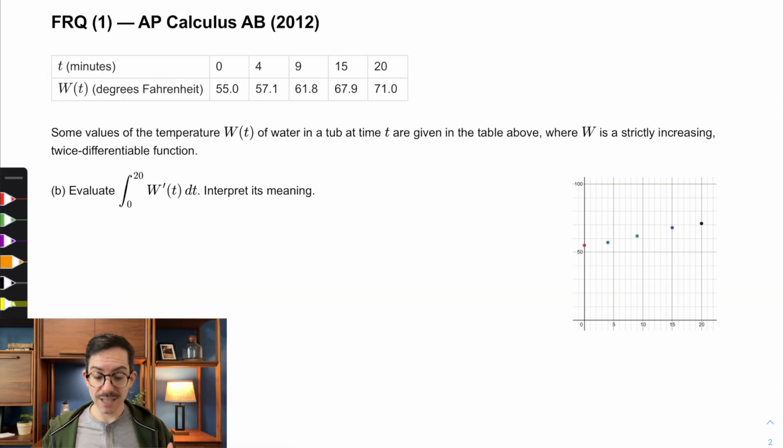In part B, we're asked to work with another quantity. It's a definite integral, this time of W prime, and we're again asked to interpret the meaning in the context of the problem with units.